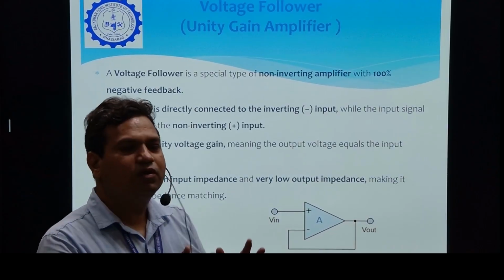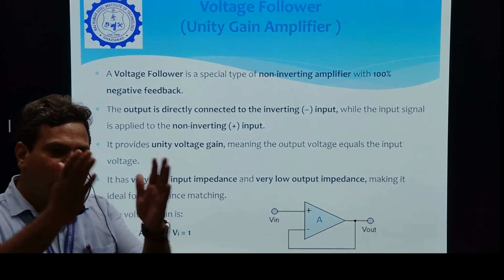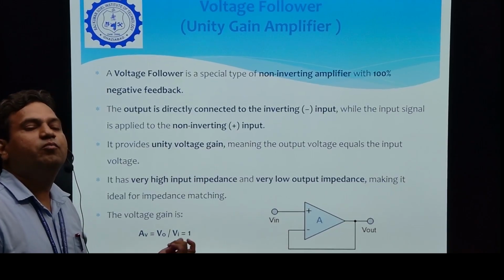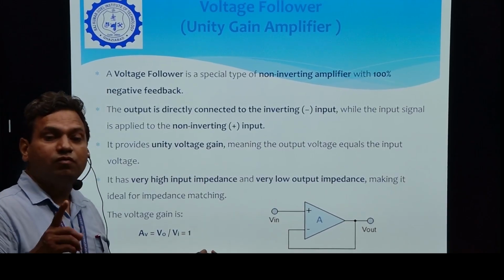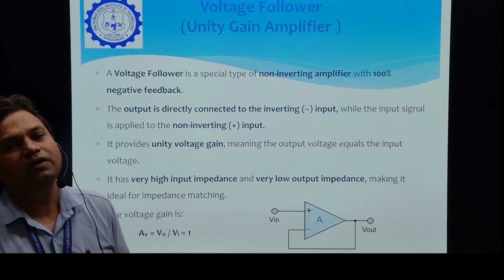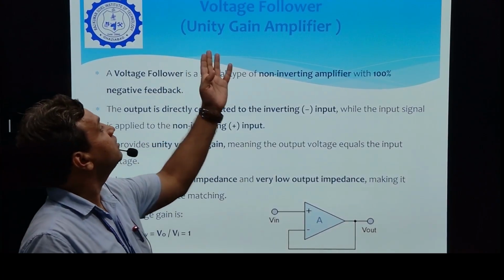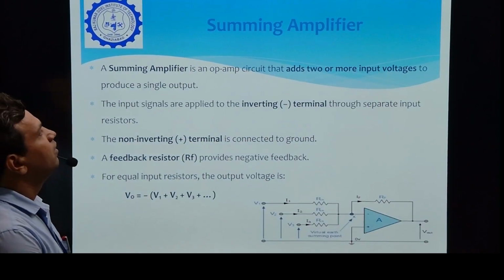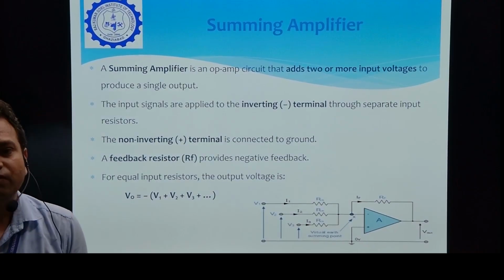If we find the voltage gain, that is the ratio of the output voltage upon input voltage, it means AV equals V naught upon V in, that is equal to 1. That's why another name of the voltage follower circuit is unity gain amplifier. That's it. Next, now come to the summing amplifier.